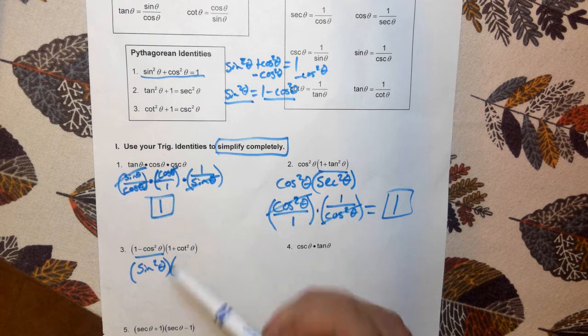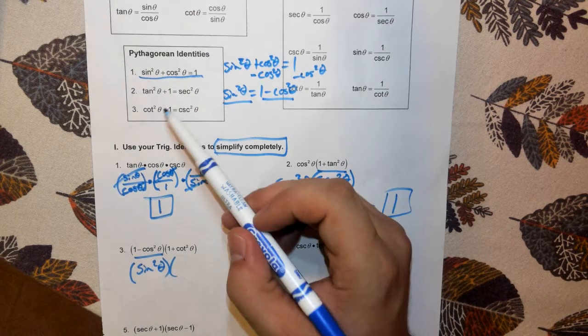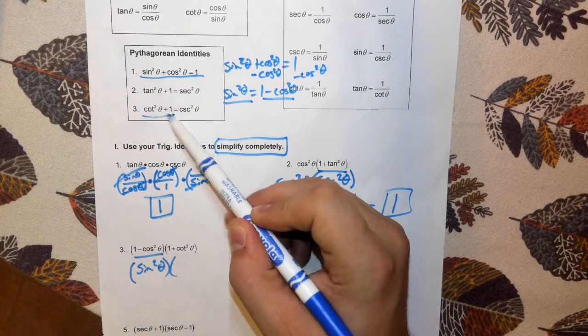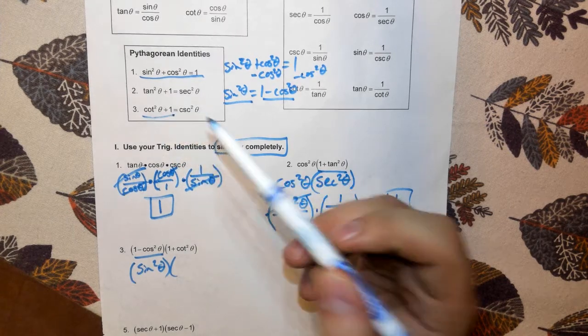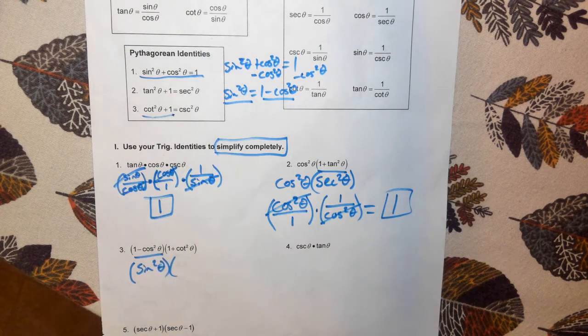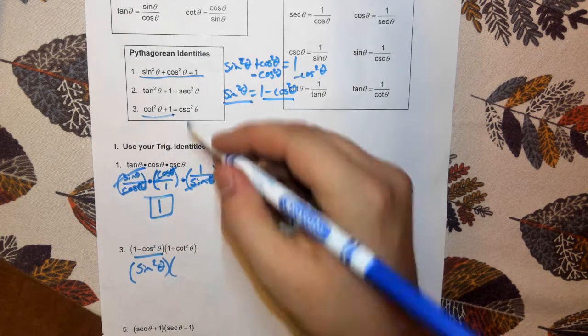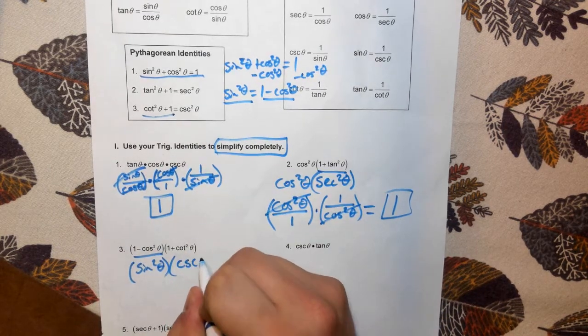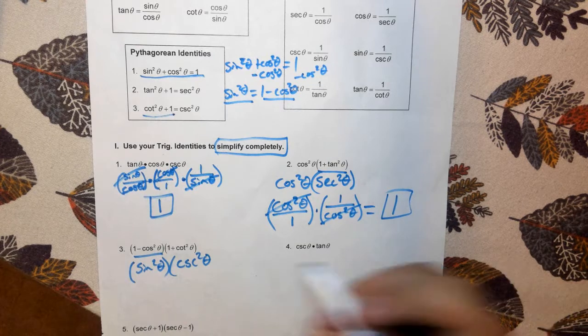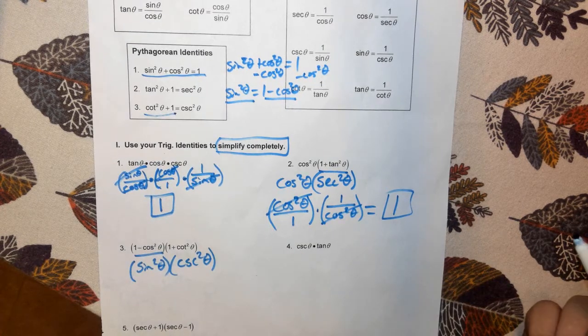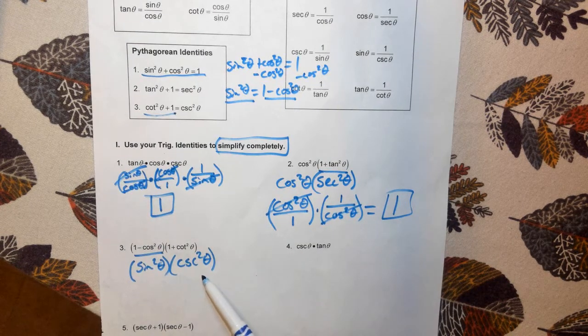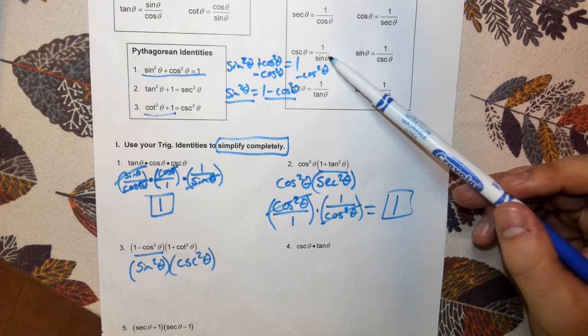Now 1 plus cotangent squared theta. Well, that looks familiar. That's like that one right there, our cotangent squared theta plus 1. It's the same thing, they just flip sides. So this guy's just cosecant squared theta. Maybe you can see where this is going. Cosecant squared theta is 1 over sine squared theta.